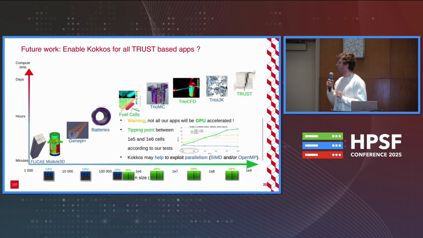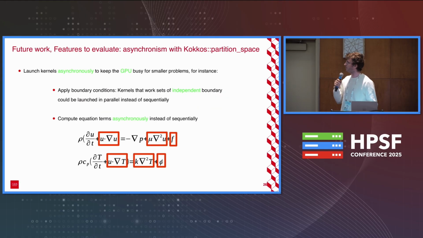We observe a tipping point between 100,000 cells and a million cells. To the left of that tipping point, it's useless to use GPU. But even for purely CPU applications, Kokkos may still help to exploit parallelism with SIMD and OpenMP. So Kokkos may be useful in this whole range.